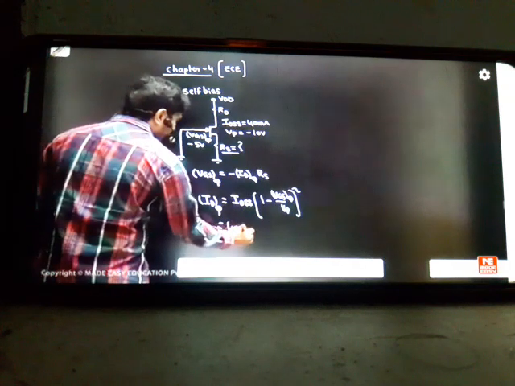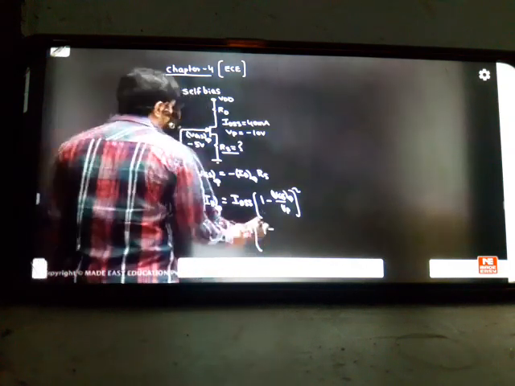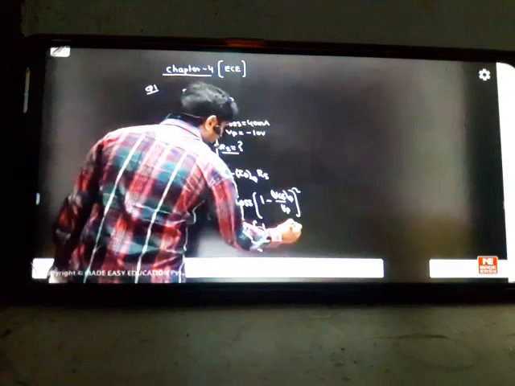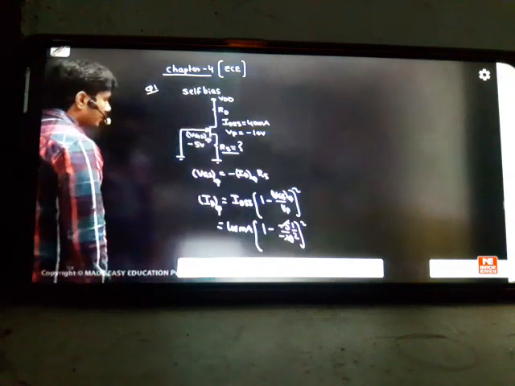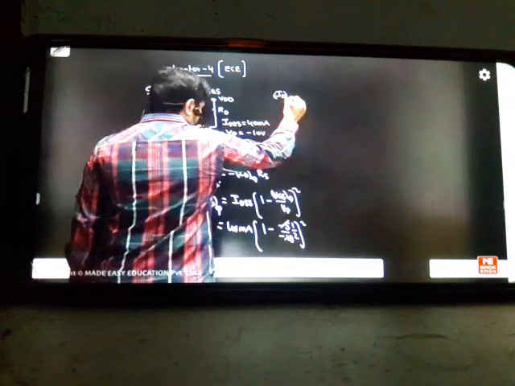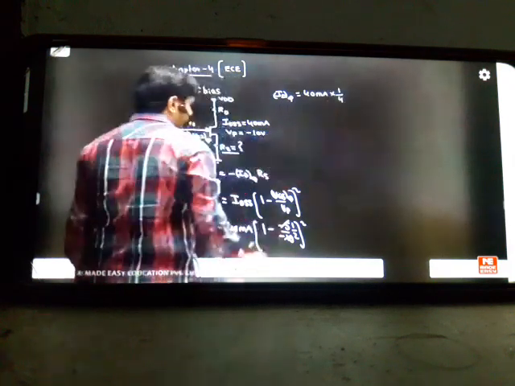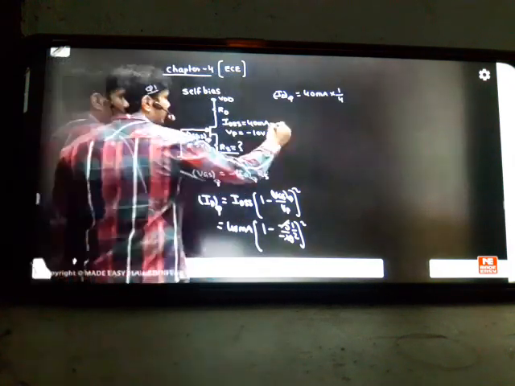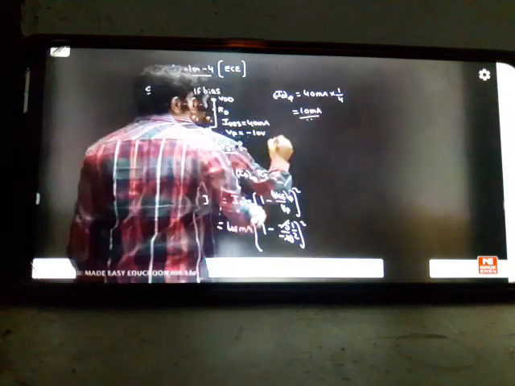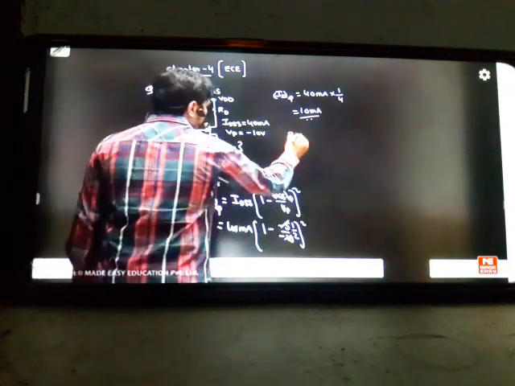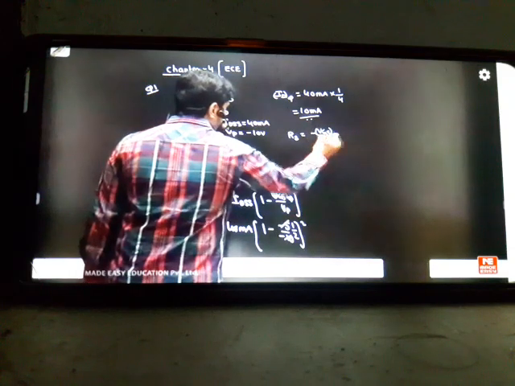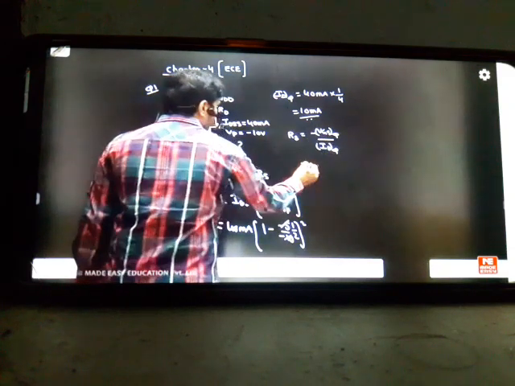It becomes 40 milliamperes into 1 minus VGSQ is -5, pinch off voltage is -10, whole square. Okay, this will become half. So I think your IDQ answer will become 40 milliamperes into 1 by 4. Half square, 1 minus half is half, square is 1 by 4. That means the answer is 10 milliamperes. So IDQ, nicely I found with your relation. 10 milliamps we got. Then automatically for RS, the formula is minus VGSQ divided by your IDQ will give you the answer. This is called self bias technique, how to solve.